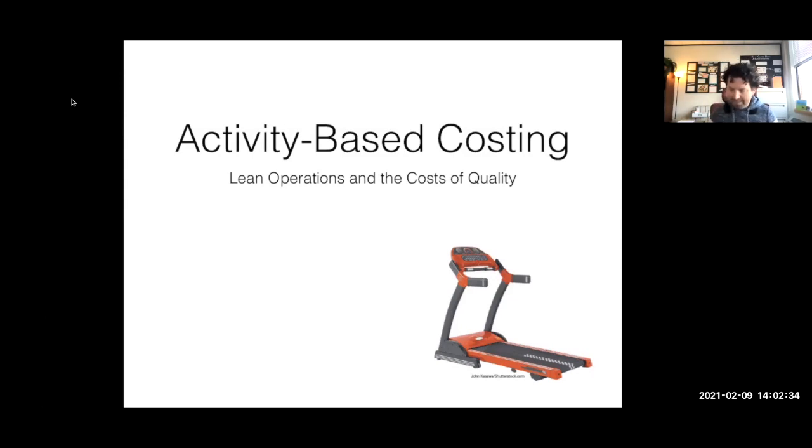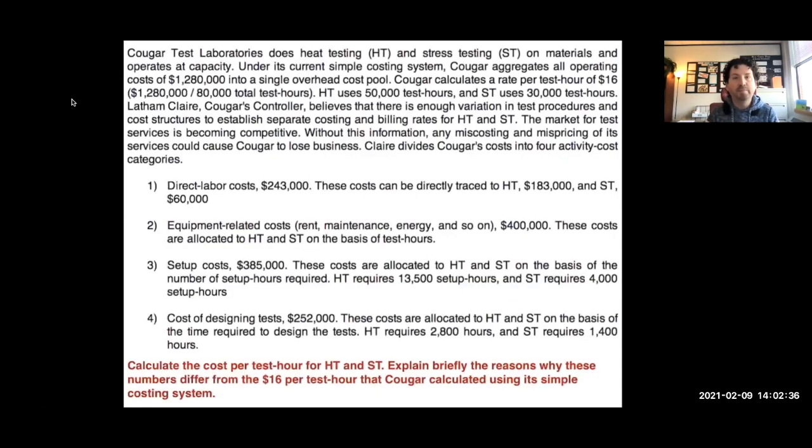I believe last time we got to this problem, and this is where we stopped. Is this correct for everyone? This is where we are in the notes?